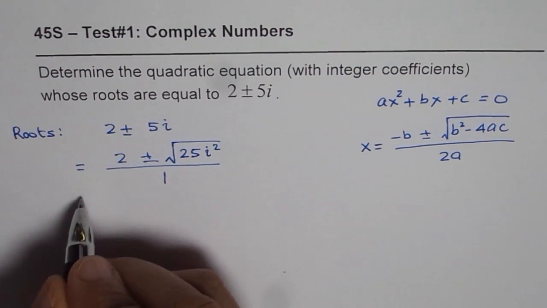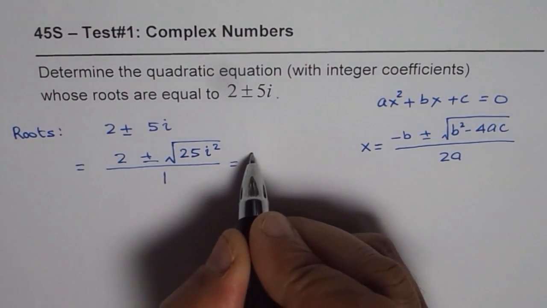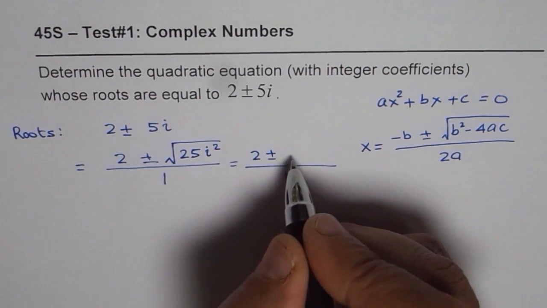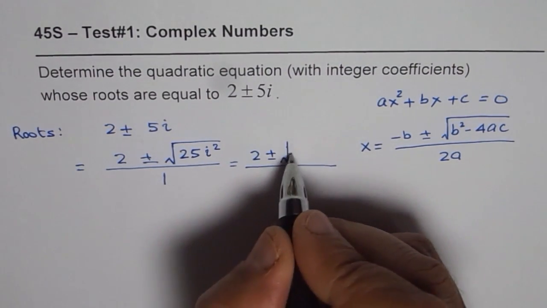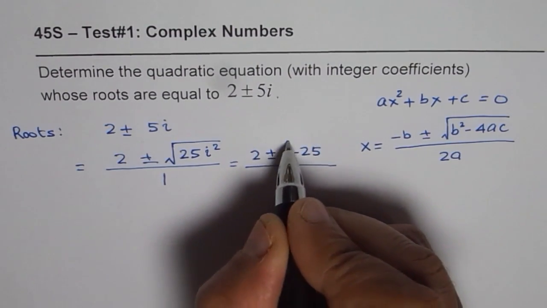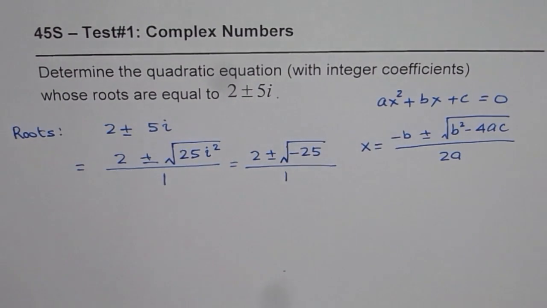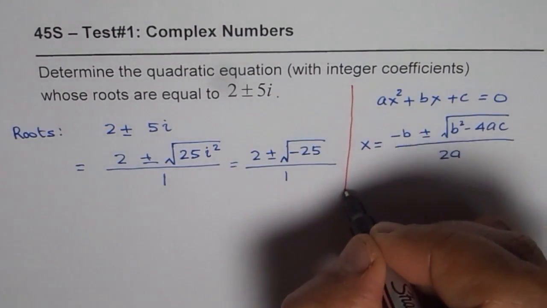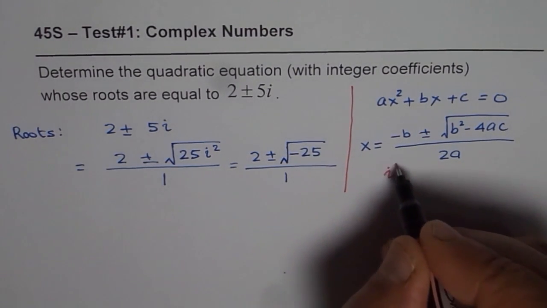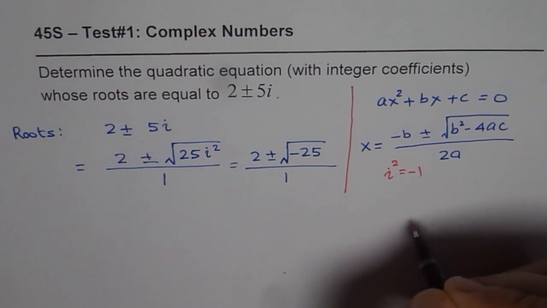Now that is really equal to 2 plus minus divided by 1 with a square root. I squared is minus 1, so I get minus 25. Do you understand? Have a good look at it. Try to understand this part. So you should know that i squared is minus 1, correct?